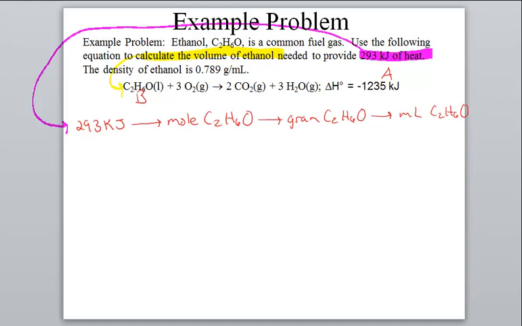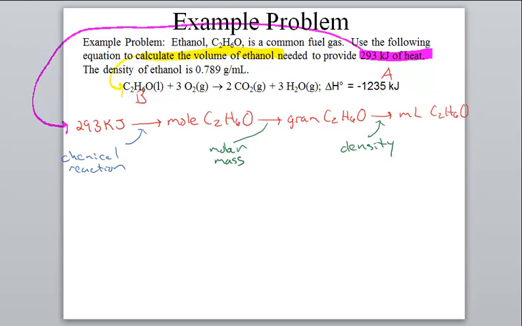And density gives us a relationship. It gives us a mass-volume relationship. Once we have grams of ethanol, we can use its density to figure out the volume. Mole, gram, and milliliter units of ethanol, it's the same amount of ethanol, but it's just getting it into the unit that's needed.